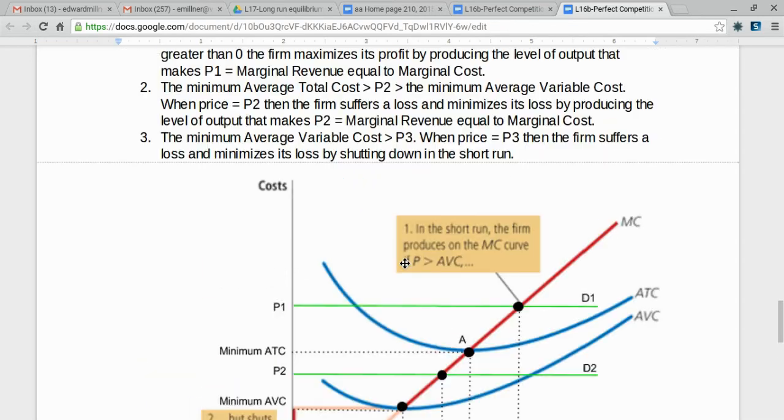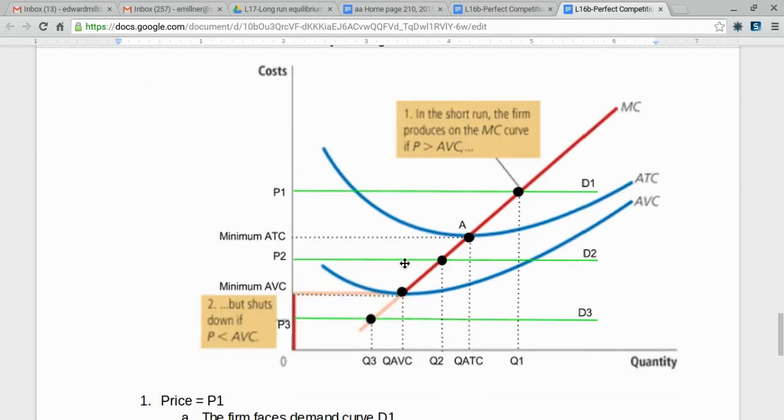Now what happens when price is equal to P2? P2 is between the minimum average total cost and the minimum average variable cost. Since price is above the minimum average variable cost, the firm wants to produce the output that makes price and marginal revenue equal to marginal cost. So when price is P2, the profit maximizing quantity is Q2.